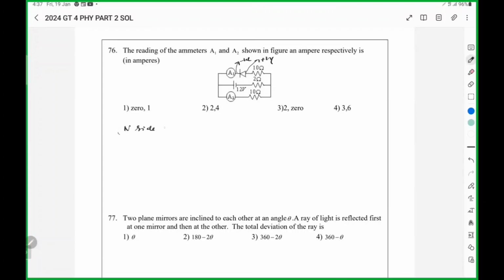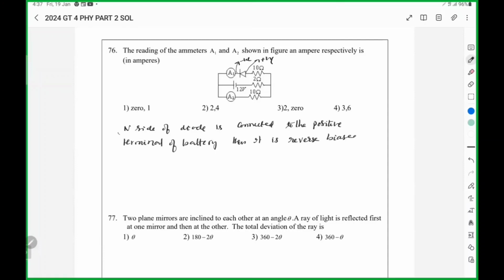When the N side of the diode is connected to the positive terminal of the battery, then it is reverse biased. So marginal current flows through it, or current does not flow through it.